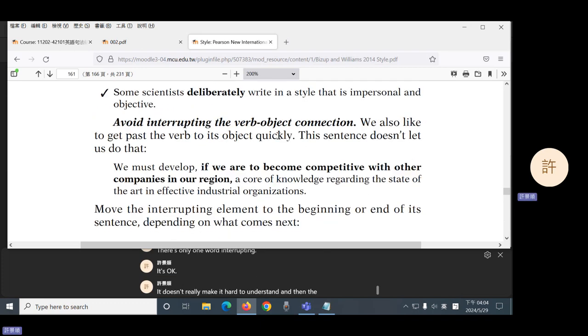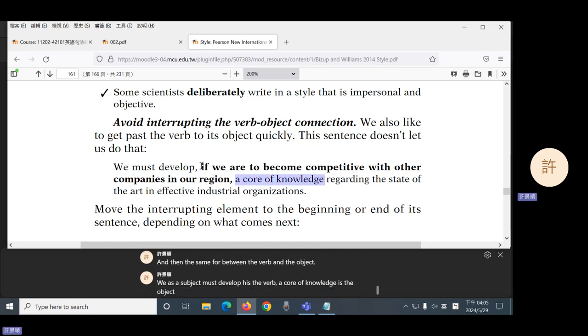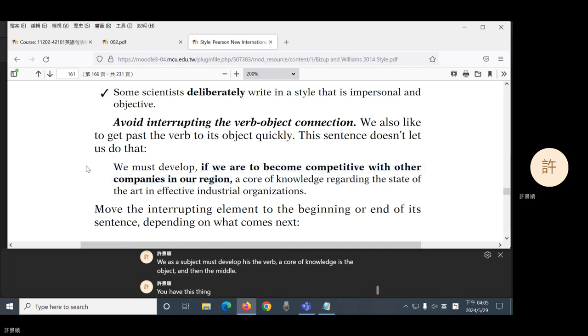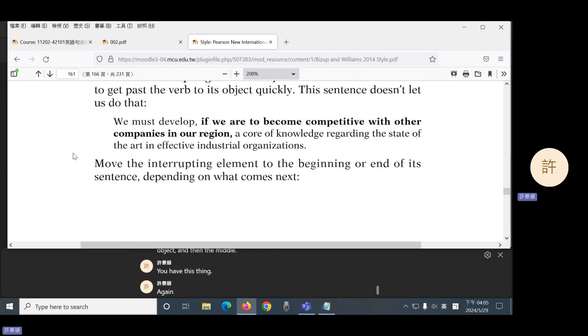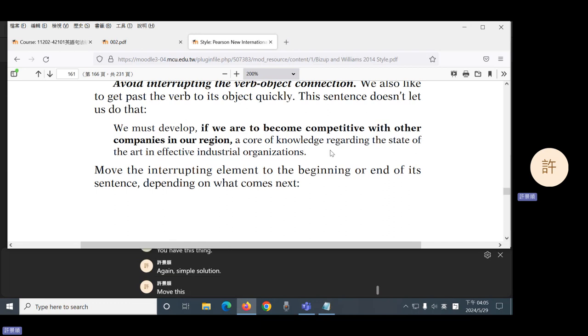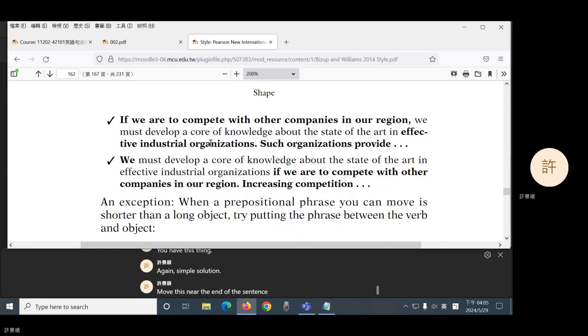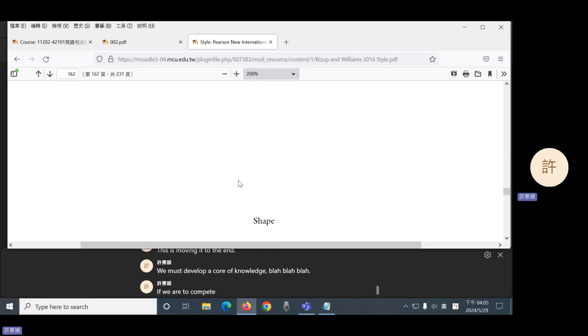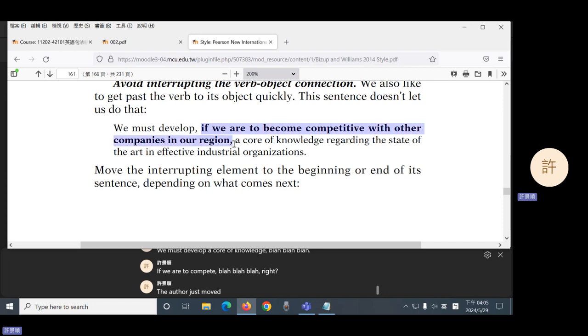And then the same for between the verb and the object. We is the subject, must develop is the verb. A core of knowledge is the object. And then in the middle, you have this thing. Again, simple solution, move this near the end of the sentence. Or you can move it to the beginning. This is moving it to the end. We must develop a core of knowledge, blah, blah, blah, if we are to compete, blah, blah, blah. Right? The author just moved this to the end of the sentence.